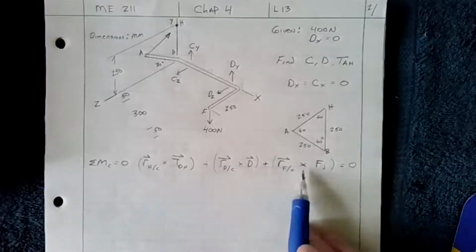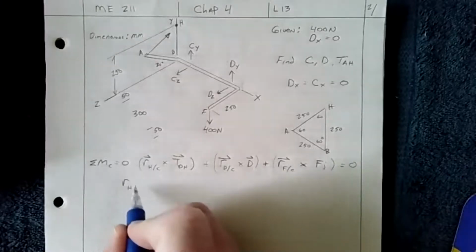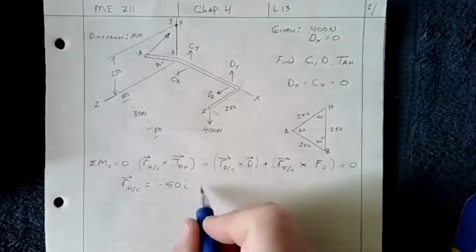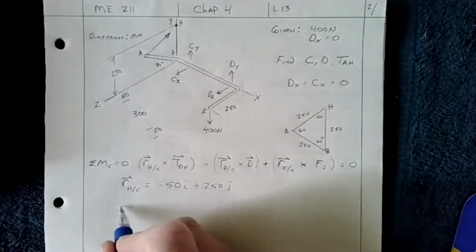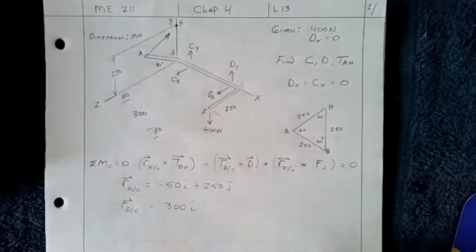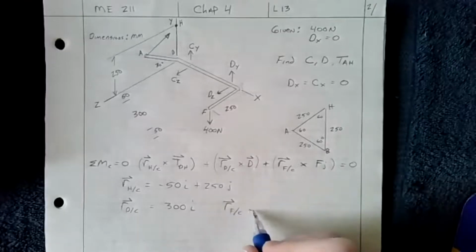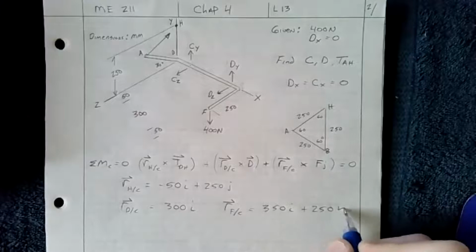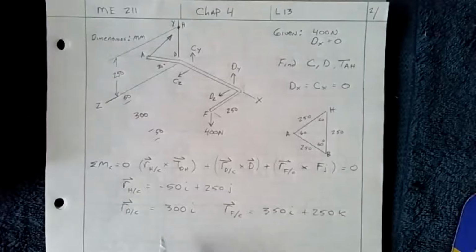So now we know our equation, so we need to know what our distance vectors are. If we go from A or H relative to C, that's going to give us negative 50i plus 250j. We know that D relative to C is just equal to 300 in the i. And we know that F relative to C is just equal to 350i plus 250k. So again, we're always going from C to the force. And that's where we get these numbers from.